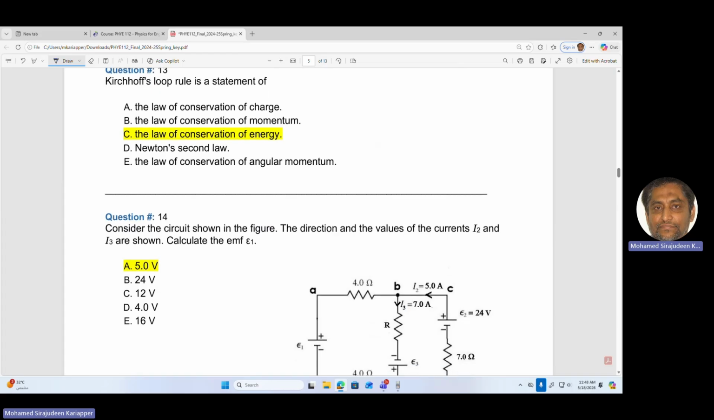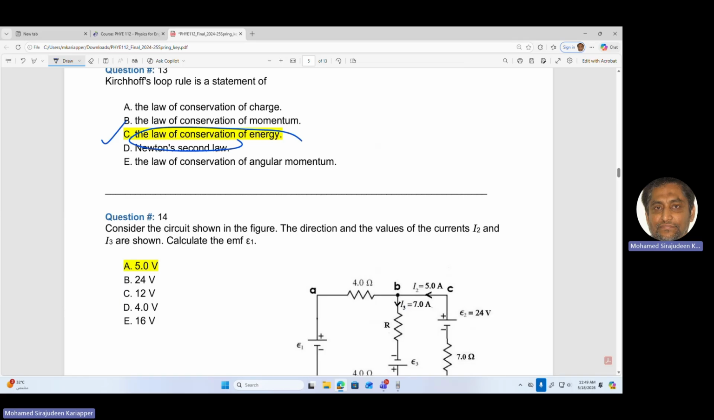I know I will finish maybe 2 more questions. Let's see this one and that one. Okay, we will stop. Loop rule. So Kirchhoff's rules: when the circuit becomes complicated, Ohm's law is difficult to apply. You cannot. We need these rules. So there are 2 rules. One is called the junction rule, which is a statement of conservation of charge. And you have the loop rule, which is the statement of conservation of energy. So that's why this is the answer.